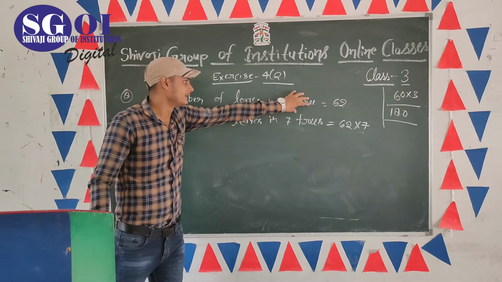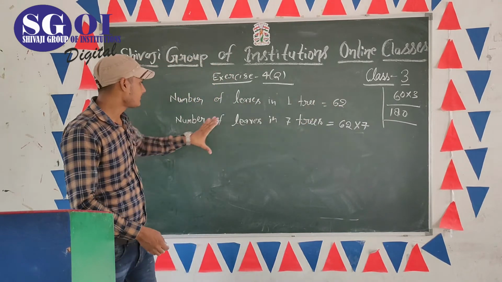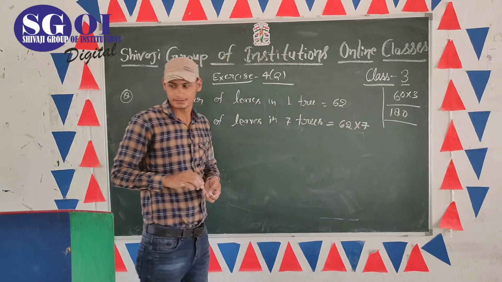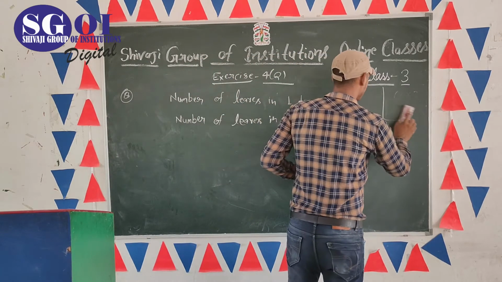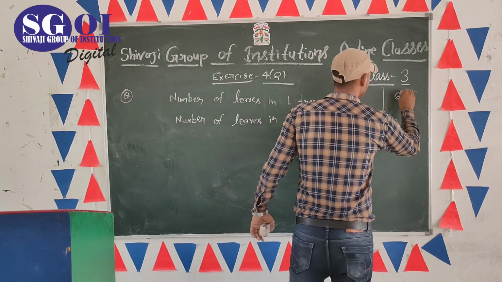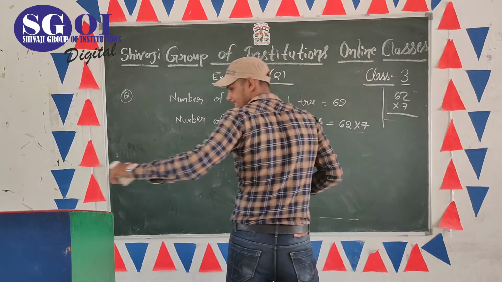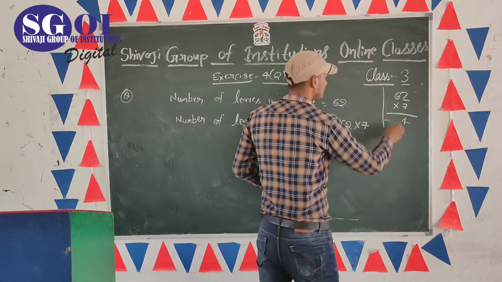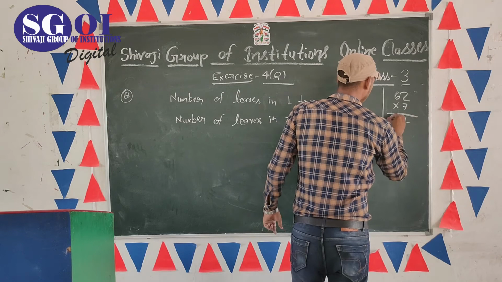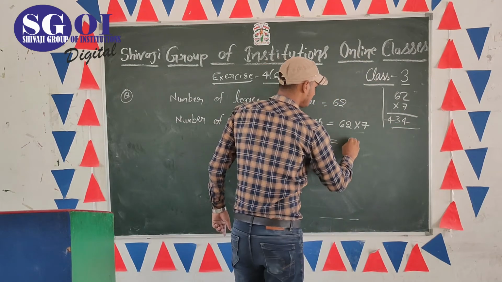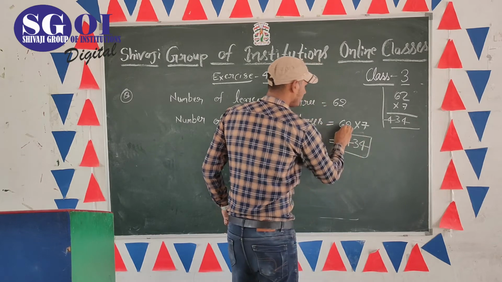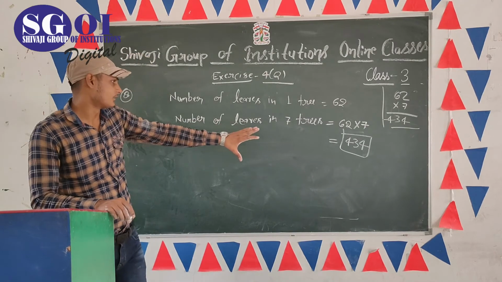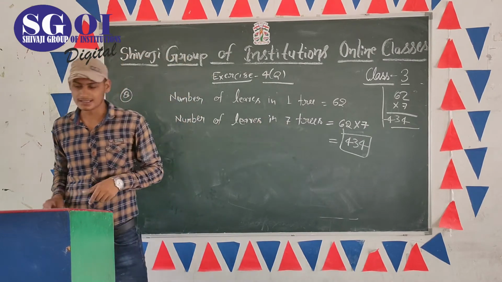Students, number of leaves in one tree is equal to 62. Number of leaves in 7 trees is equal to 62 multiplied by 7. Multiply the numbers: 62 multiplied by 7. 7 2s are 14, carry 1, 7 6s are 42, plus 1 is 43. So 434 leaves in 7 such trees. There are 434 leaves in 7 such trees.